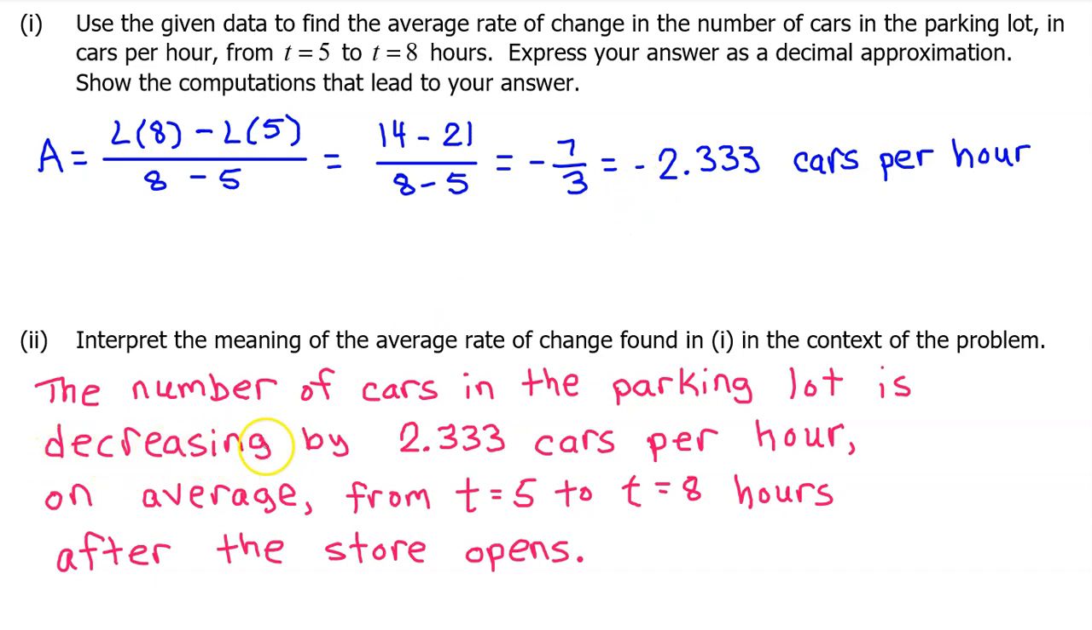If you say decreasing by -2.333, you will lose the point. Also, no part of this is optional. To earn the point, you must include the meaning, the units, and the time interval.